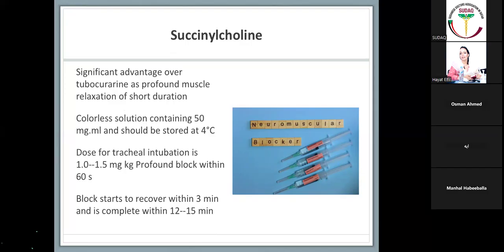It is presented as a colorless solution containing 50 milligrams per ml and should be stored at 4 degrees Celsius. The dose for tracheal intubation is around 1 to 1.5 mg per kg, and the profound block will be reached at 60 seconds, but probably from 30 seconds you will be able to intubate the patient, and then it might start to wear off from 3 minutes, and it might be complete within 12 to 15 minutes.